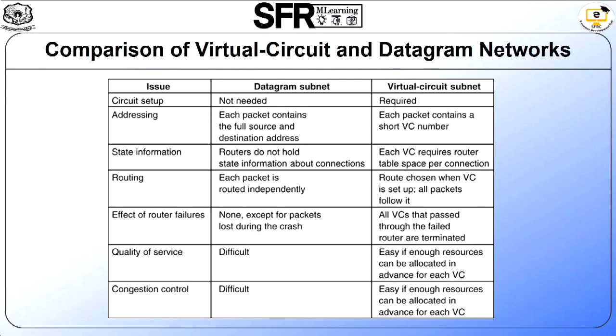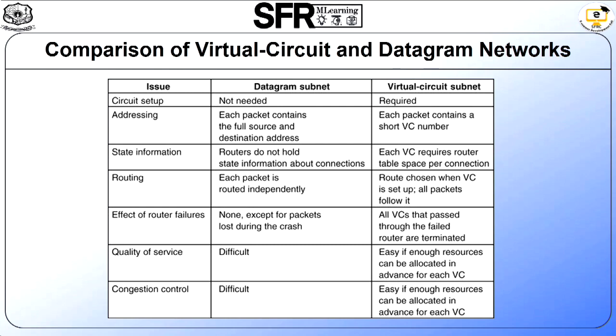First issue, circuit setup. In a datagram network there is no need for that. In a virtual circuit network it is needed. Addressing issue. In a datagram network, each packet contains the full source and destination address. In a virtual circuit network, each packet contains a short virtual circuit number. State information issue. In a datagram network, routers do not hold state information about connections. In a virtual circuit network, each virtual circuit requires router table space per connection.